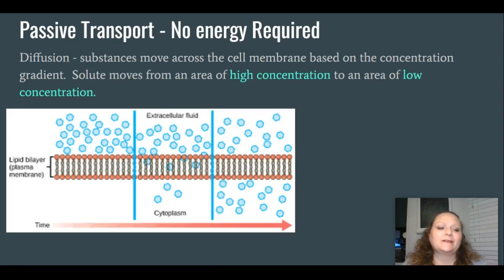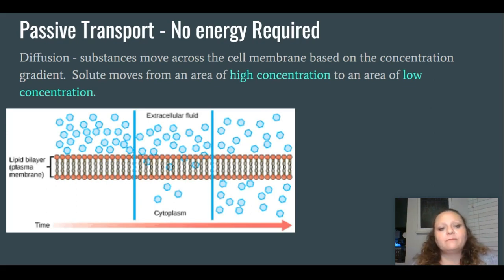Okay, passive transport. There's three types of passive transport that we're going to talk about. And the first is diffusion. And let me back up. Passive transport just means that there's no energy required. This happens because it happens. It doesn't require any type of ATP or stored energy to make this happen.